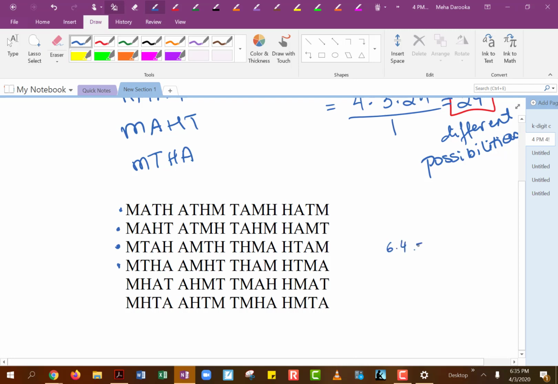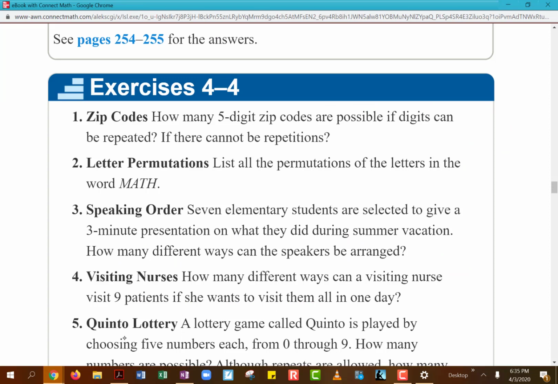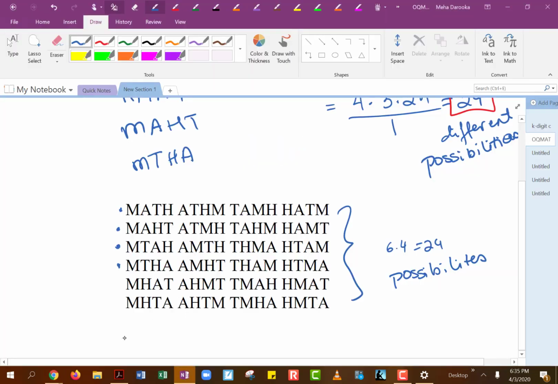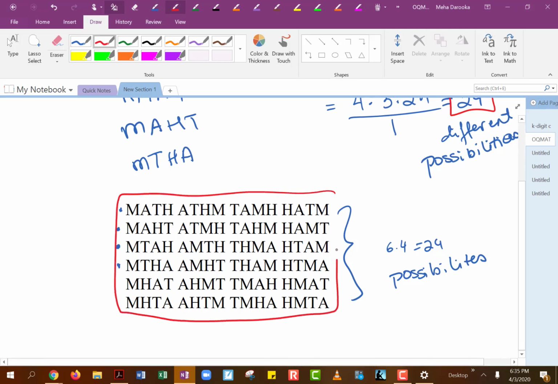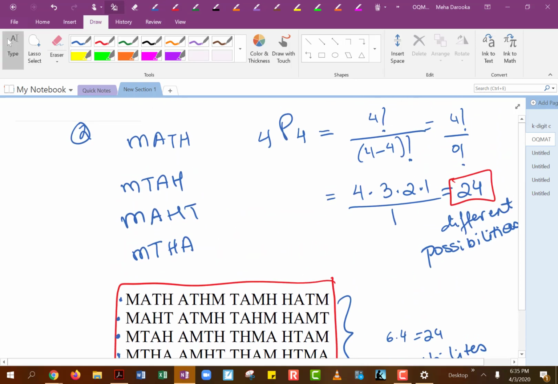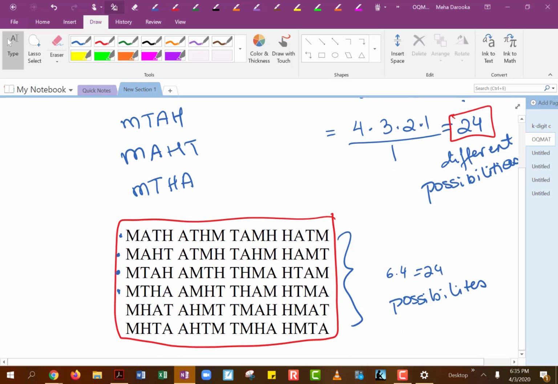So in this case, remember, the wording of the problem was important, because they were saying list all the permutations. So that means they actually wanted us to write down all of these different permutations for the word math. So this is the answer for our example number 2 over here. Okay? Alrighty, so the next example that I wanted us to work on is number 13, and we're not going to do all of them.